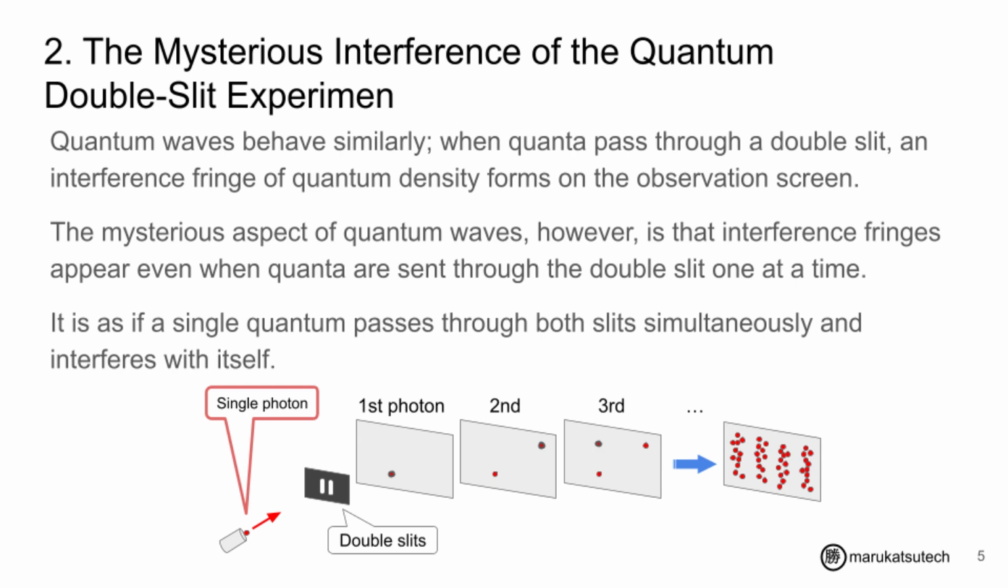Quantum waves behave similarly. When quanta pass through a double slit, an interference fringe of quantum density forms on the observation screen. The mysterious aspect of quantum waves, however, is that interference fringes appear even when quanta are sent through the double slit one at a time. It is as if a single quantum passes through both slits simultaneously and interferes with itself.